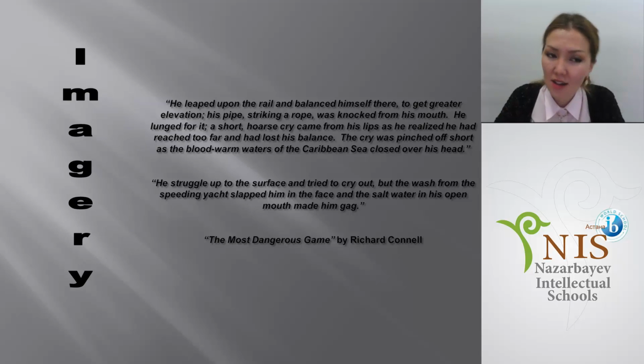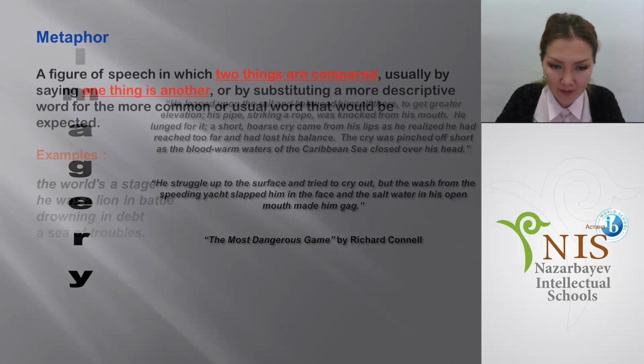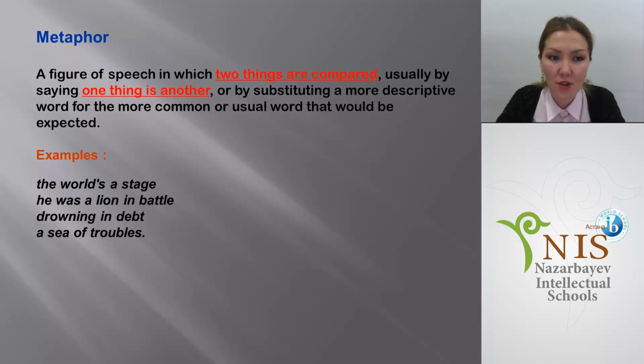So this is the example of imagery. Here we can feel our five senses. The next poetic device is metaphor. So what is metaphor? A figure of speech in which two or more things are compared, usually by saying one thing is another, or by substituting a more descriptive word for the more common or usual word that would be expected. Some examples: the world is a stage, or he was a lion in battle, or drowning in debt, or a sea of troubles.